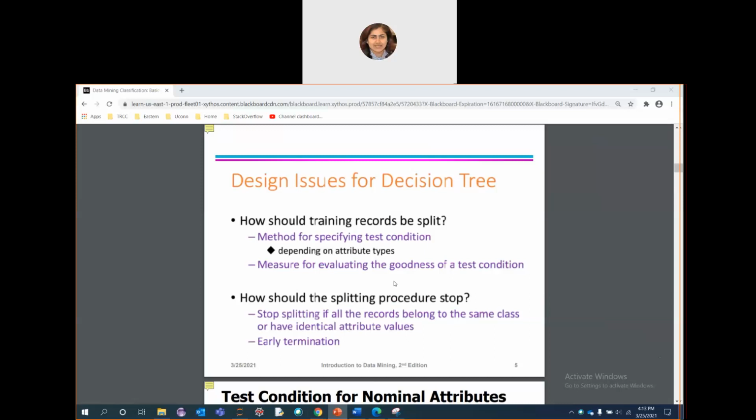Then, when should you stop the splitting process? You stop when you see that the resultant records belong to the same class, and there are no further splitting conditions available. That is the case where you will stop, and it is called early termination. Sometimes you have to make certain predictions where you have to stop early. So these are certain issues we need to be careful about when we are creating the decision tree.